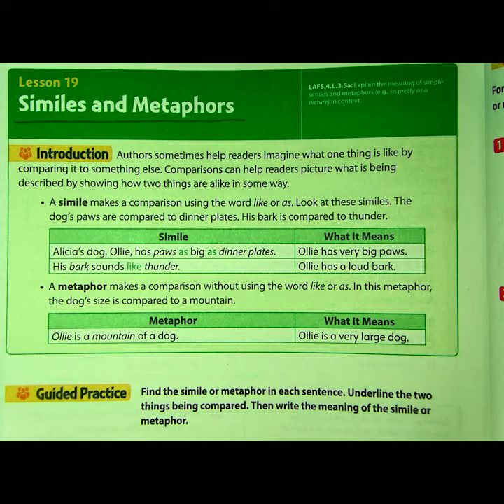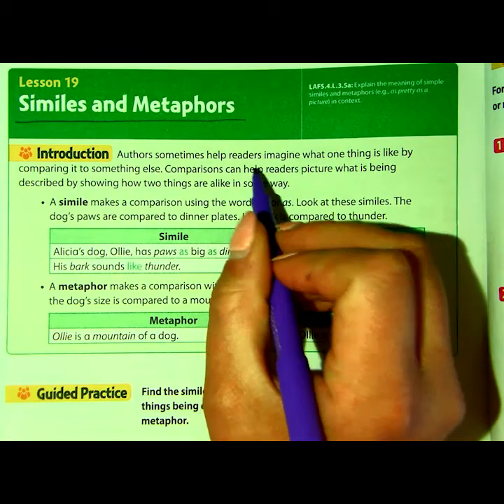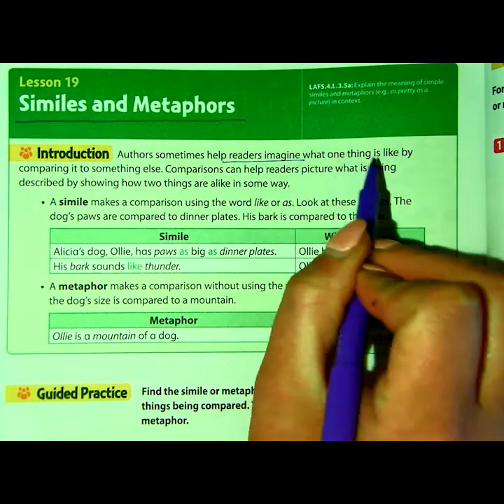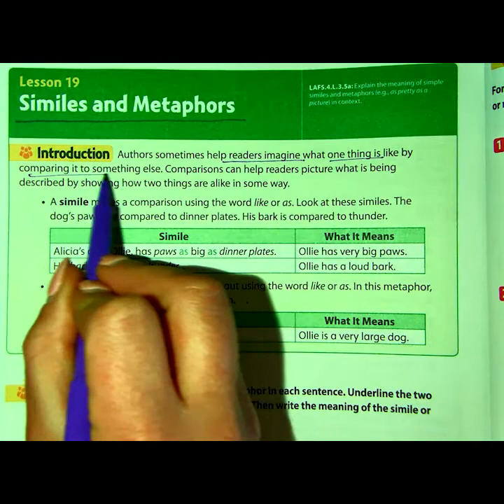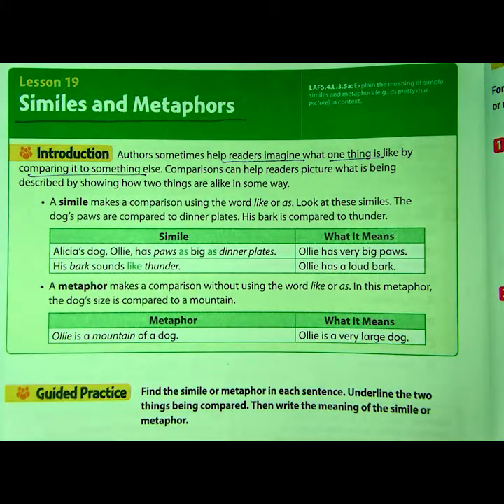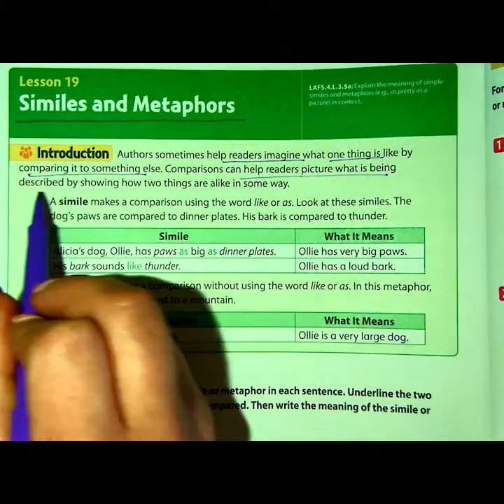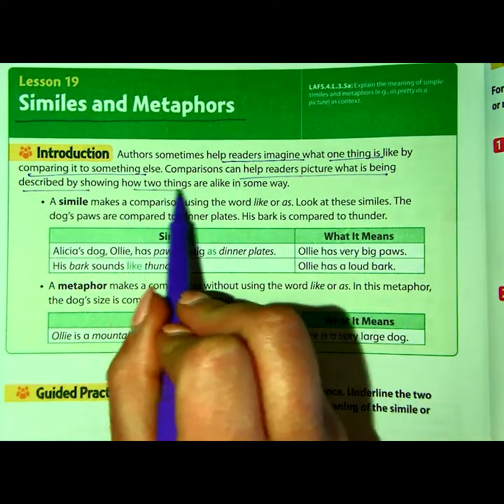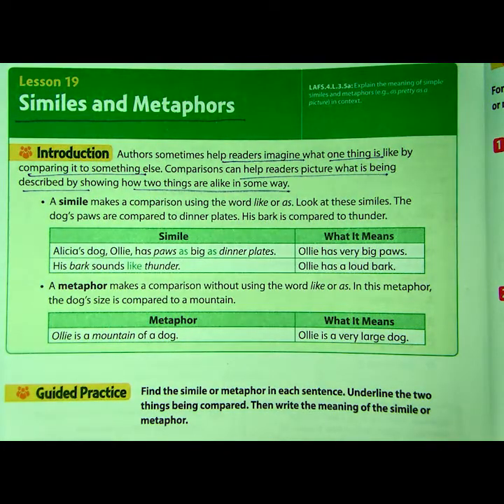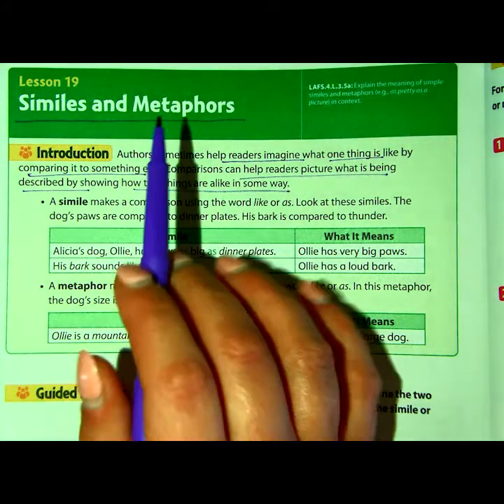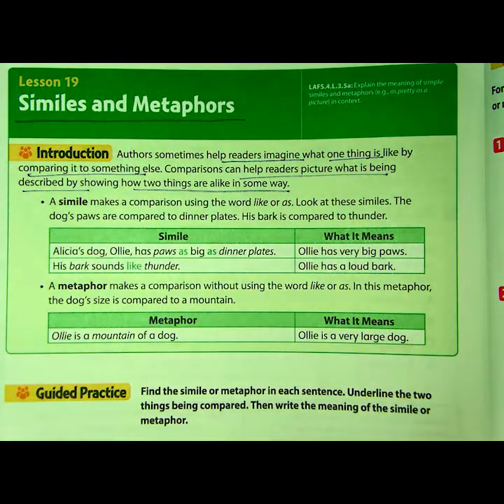And you can see here, why do authors include similes and metaphors? Well, it helps readers to imagine what one thing is like by comparing it to something else. So we're comparing two things. And why do they do that? Well, it helps readers picture what is being described by showing how two things are alike in some way. But why are we worried about that? Well, remember, our goal is that maybe as writers, we can now do some of these things. So let's take a look at some similes and metaphors.